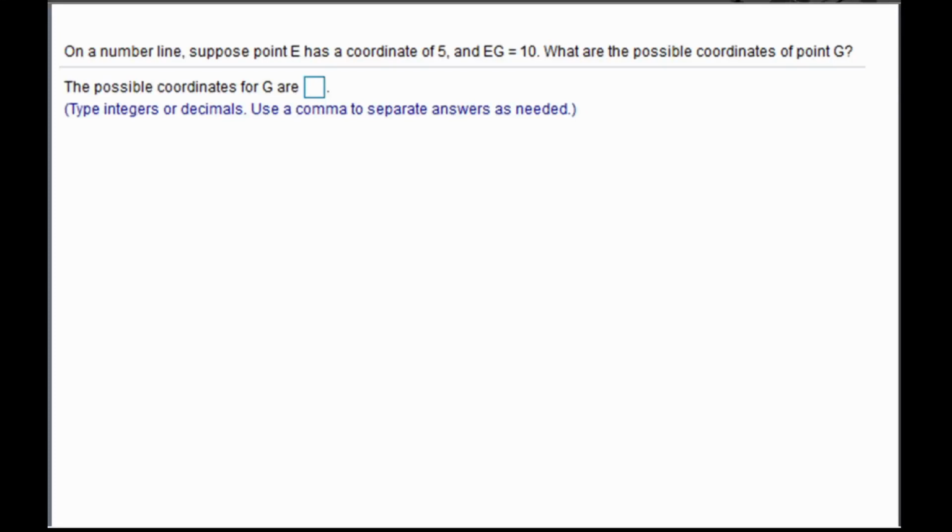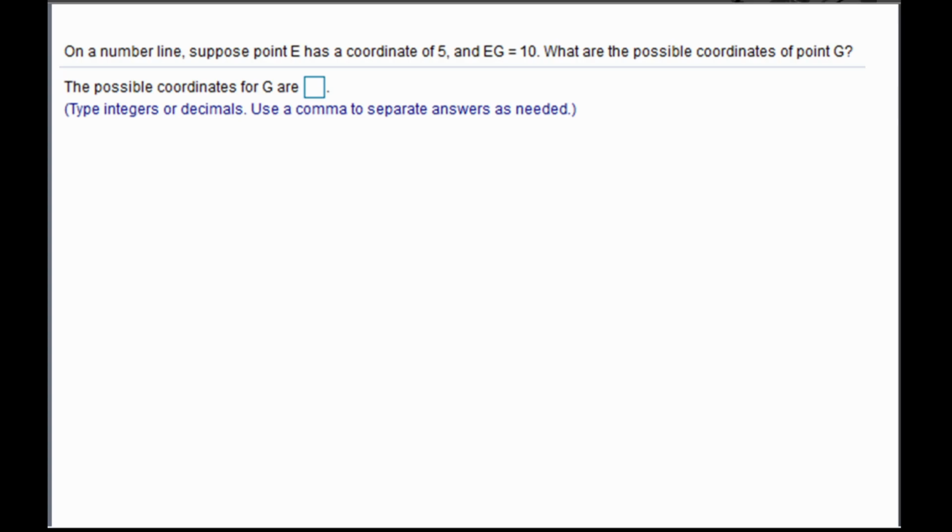All right, let's look at a couple problems from 1.1 and 1.3. Our first problem up is on a number line. Suppose point E has a coordinate of 5 and the length of line segment EG is 10. What are the possible coordinates of point G?